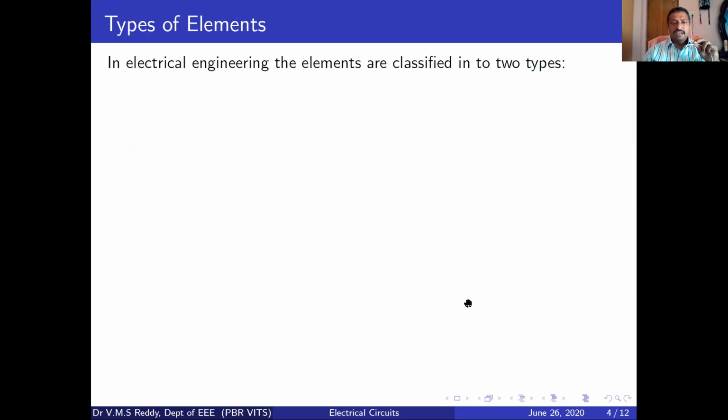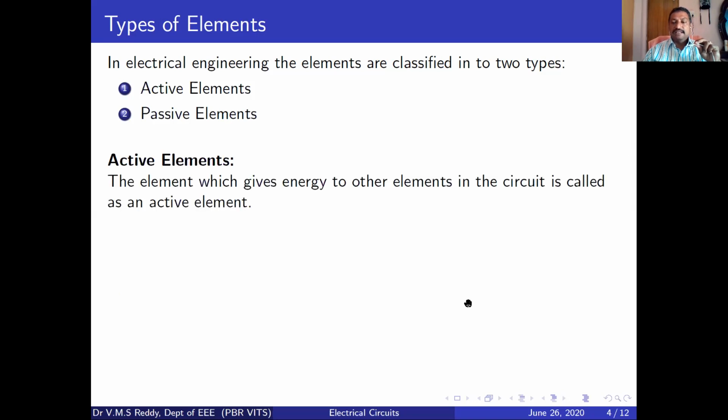Next, types of elements. I already told you the source is one type and load is another type. In electrical engineering, the elements are classified into two types based on behavior: number one is active elements, and number two is passive elements. First I will explain the active element. Elements which always give energy to other elements in the circuit are called active. Examples of active elements are sources, nothing but voltage and current.